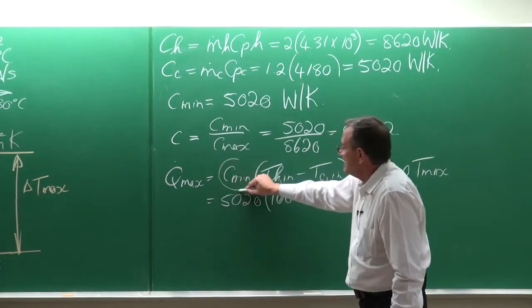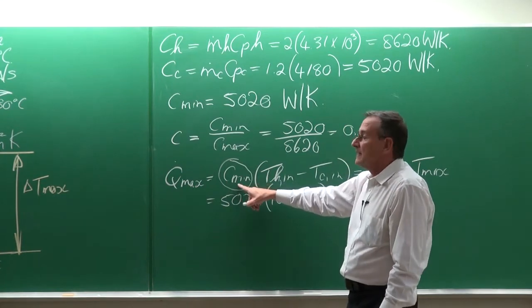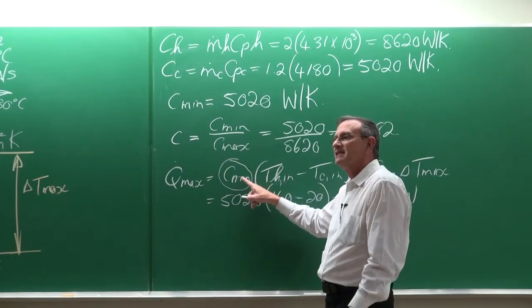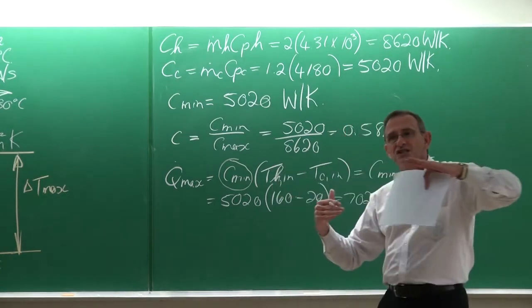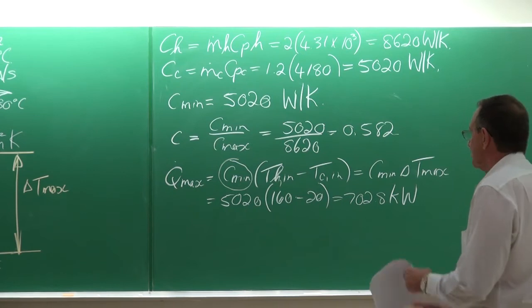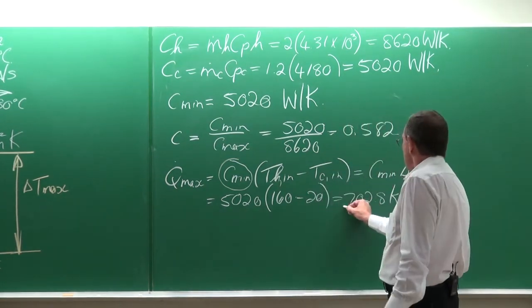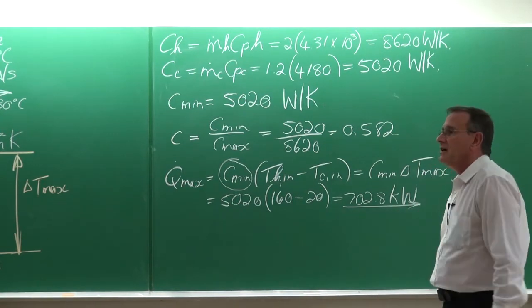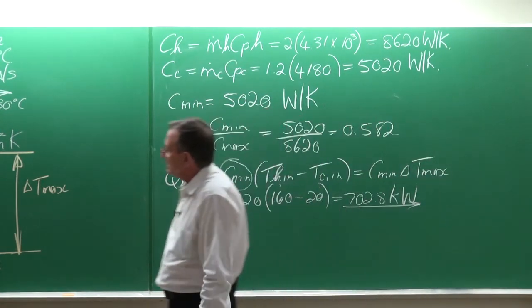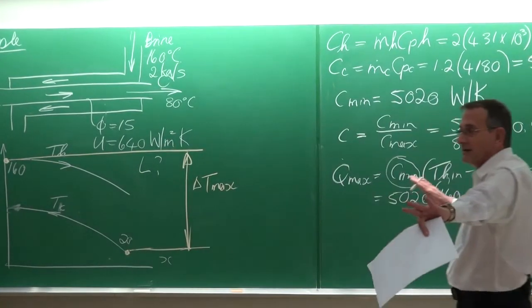Why do we use C minimum there? Because we've previously showed that the stream with the lowest C minimum will have the largest temperature difference, the largest temperature change. Okay, so this is the maximum heat transfer rate that you'll be able to get out of this heat exchanger with these two temperatures. Doesn't matter how long you're going to make it.